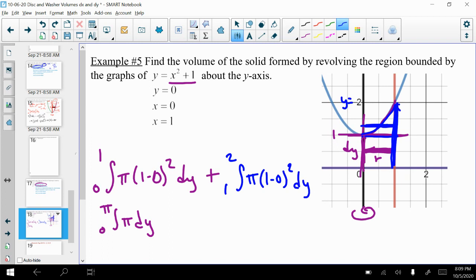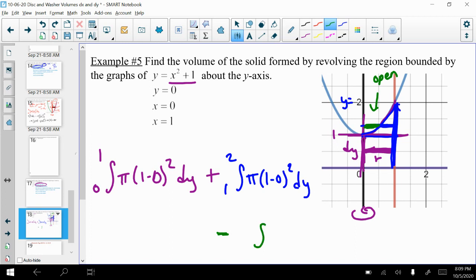But then we need to subtract off. I guess I shouldn't have written this earlier. Sorry about that. We need to subtract off this area that would have arisen, or this volume that would have arisen in here, underneath, right? Because this is open. So we need to subtract that volume away.